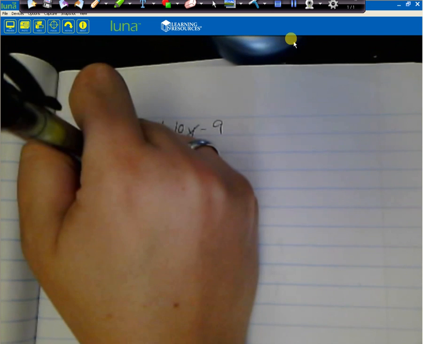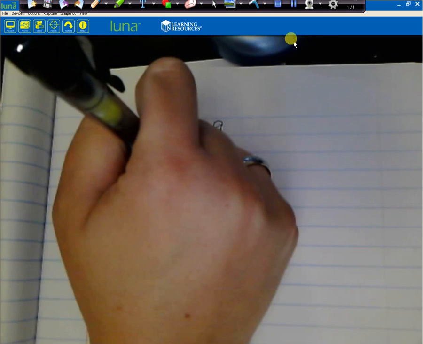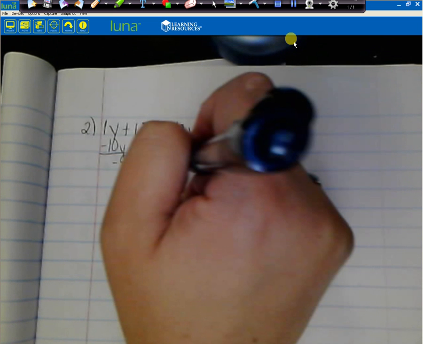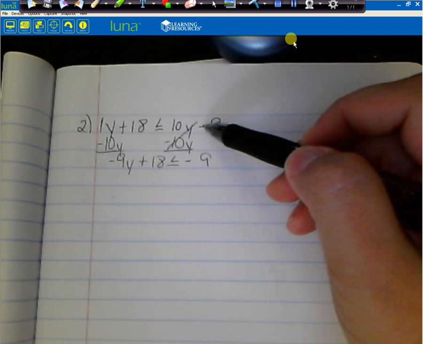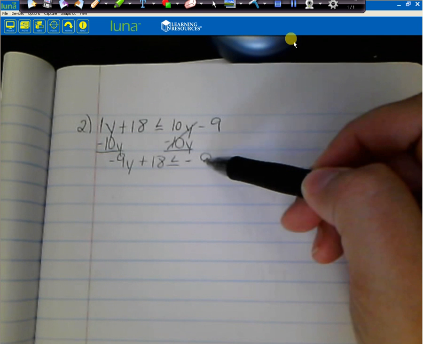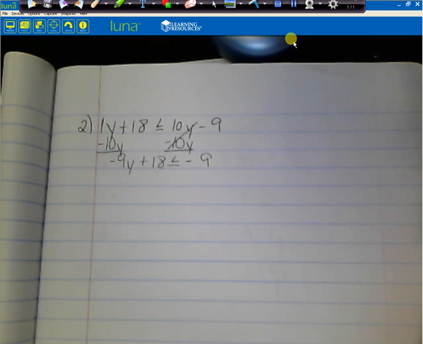1 minus 10 is negative 9, so that's negative 9y plus 18 is less than or equal to negative 9. Be careful with this, it does say minus 9, so that gets brought down as a negative 9. Now I find my y, which is right here. I need to move the 18 and I need to move the negative 9.